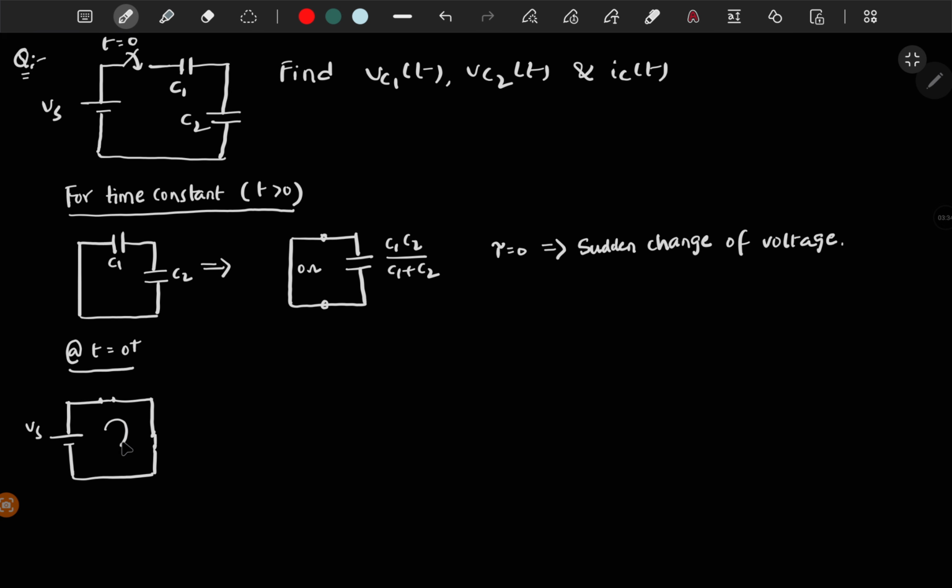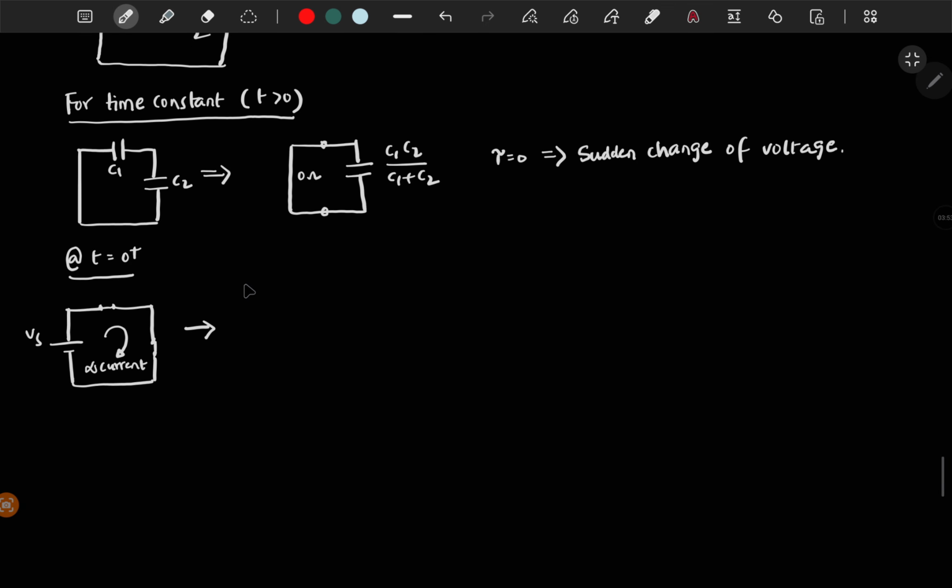Which means an infinite current is flowing through the capacitor. Then if an impulse current is flowing through the capacitor, there will be a sudden change of voltage. So from this we can say there is a sudden change of VC, the voltage across the capacitor.